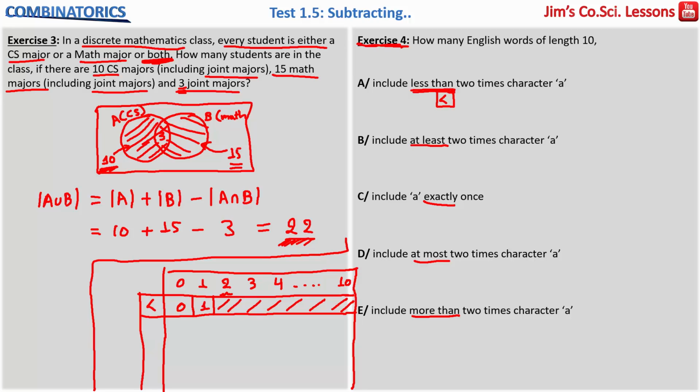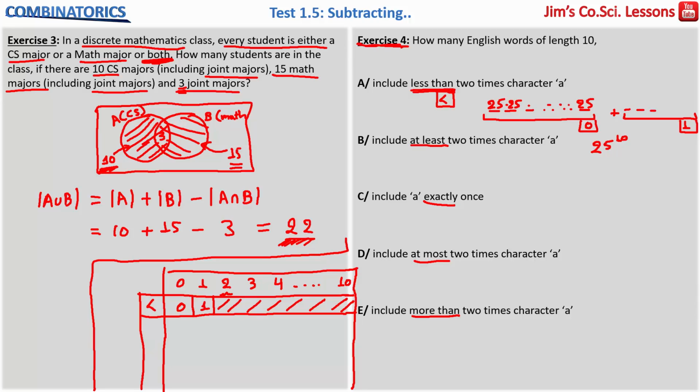So I understand that there are two subproblems that I should solve. One subproblem is these words that have 0 times letter A, and then I want to solve the subproblem that has 1 time letter A. Let's begin with the first one. I have my 10 spots. I shouldn't have an A anywhere, so there are 25 available picks of letter in each spot. So the first part is 25 to the power of 10.